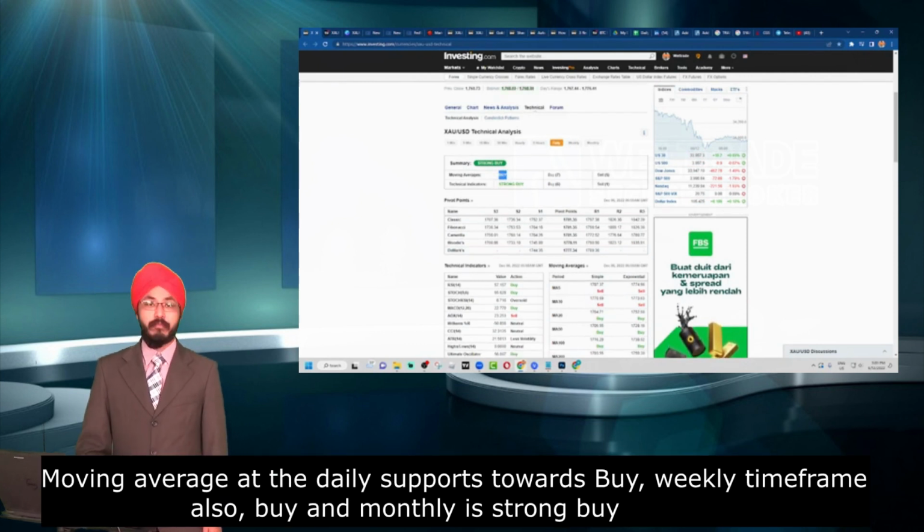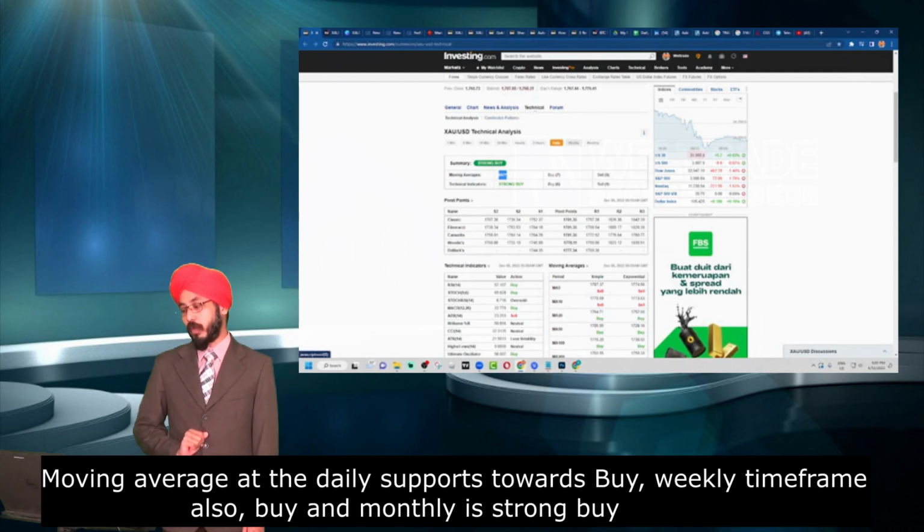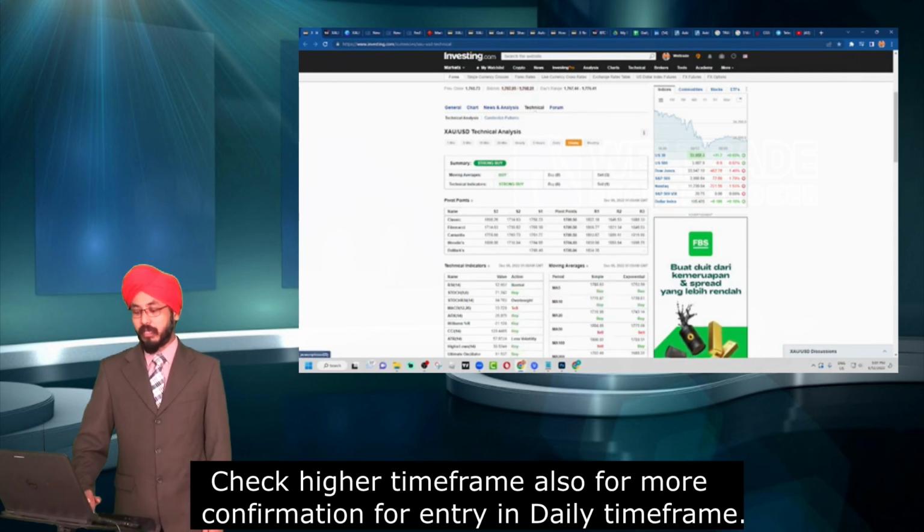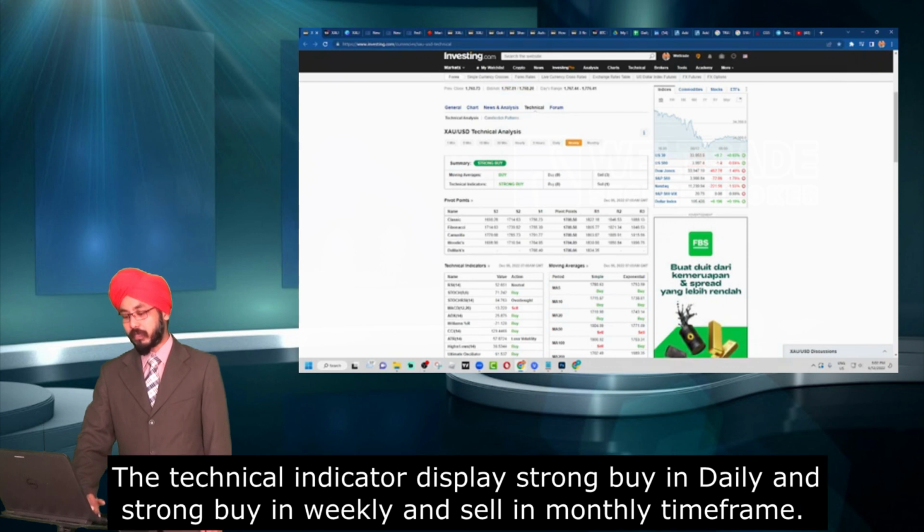We have to check with our higher time frames as well. As we can see at our weekly, the technical indicators support a strong buy, and our moving average is also a strong buy. And for monthly, our technical indicator says sell, and our moving average is a strong buy.